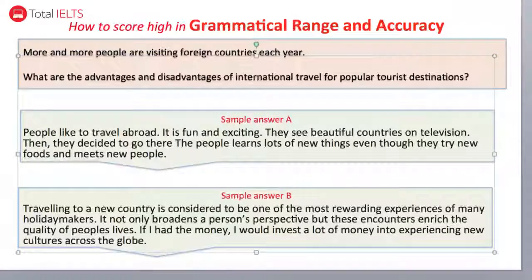And the last sentence, we'll just skip a little bit. If I had the money, I would invest a lot of money into experiencing new cultures. So again, we're seeing a range, the if clause, which is quite impressive. So it's not always subject, verb. So that's what you should be aiming for there. All right, let's just see.